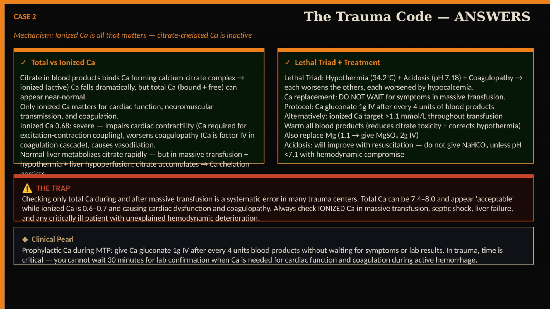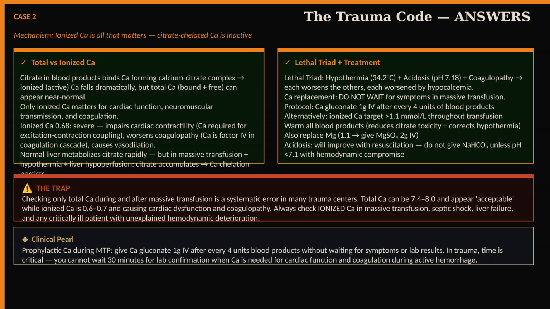The rule: in massive transfusion, do not wait for symptoms. Give calcium gluconate, 1 gram, after every 4 units of product, or keep the ionized above 1.1 throughout. Warm all the blood, which both cuts citrate toxicity and fights the hypothermia. Replace the magnesium too. And don't reflexively bicarbonate the acidosis. It'll correct with resuscitation unless the pH is under 7.1 with hemodynamic compromise.